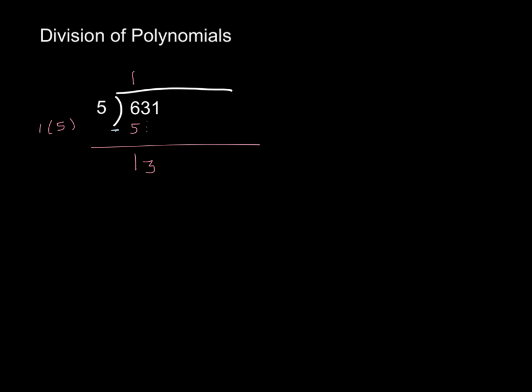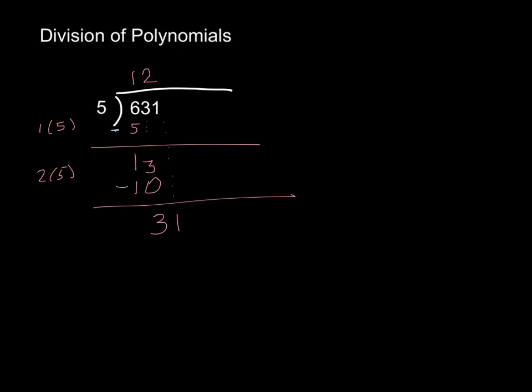And I ask myself, what do I multiply 5 by to get to 13, or close to 13? And we notice the answer there is 2. And we multiply 2 times 5, and we get 10. And then we subtract again. 13 minus 10 is 3. And we'll bring down our next number, which is 1.